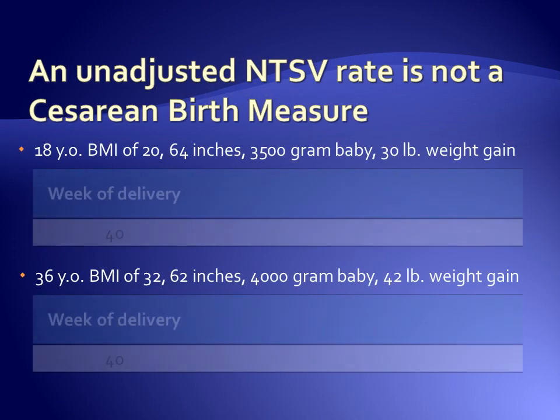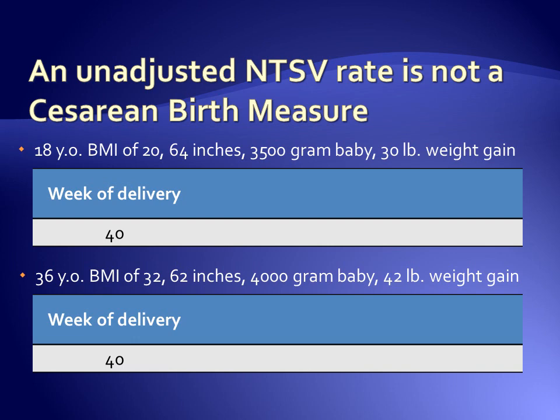So it follows that unless hospitals have patients that are the same height, with the same size babies, gaining the same amount of weight, and giving birth at the same gestational age, then a cesarean birth measure must account for the inherent risk due to these other 4 physical characteristics as well.